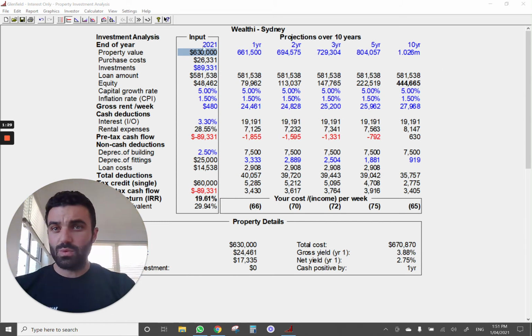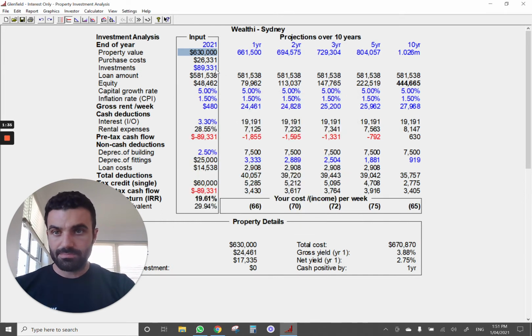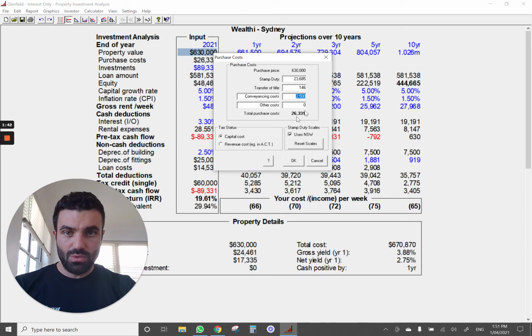So in this instance, we've bought a $630,000 property, 630K. When you buy a property, you have to pay some stamp duty. And we're lucky this calculator does all the calculations for us. So in this instance, it would cost us about $23,685 in stamp duty. Then you have to pay for some transfer of titles, and then you have to pay your conveyancer. Let's make that $2,000. Shouldn't be too much more than 2K.